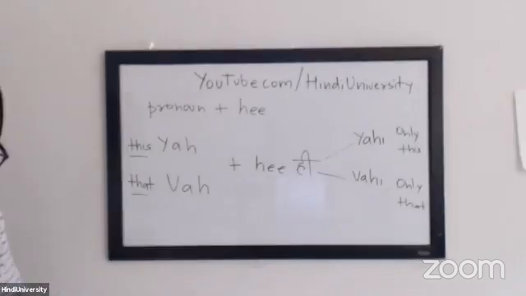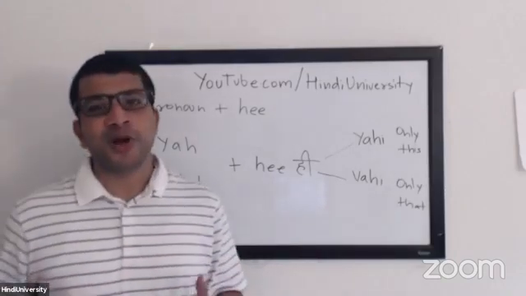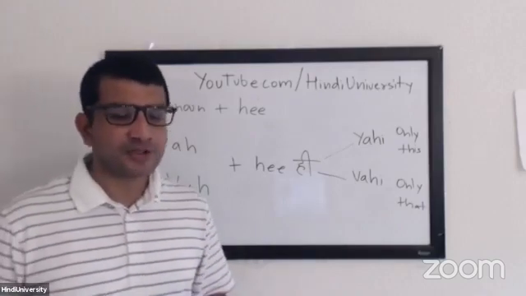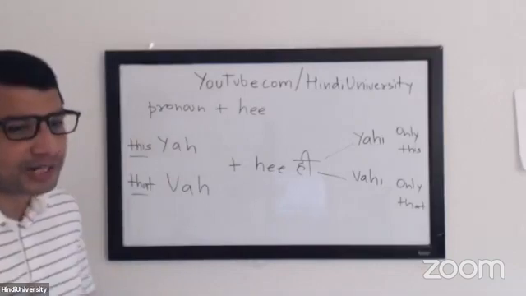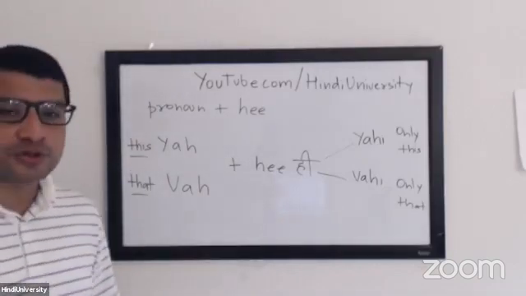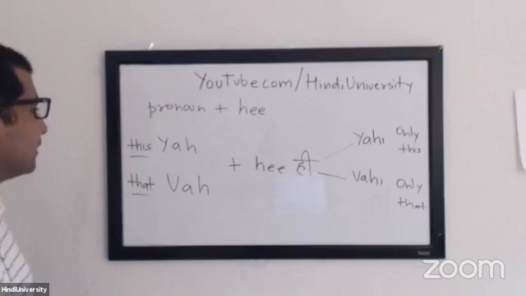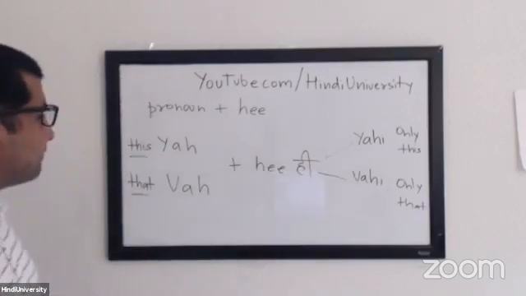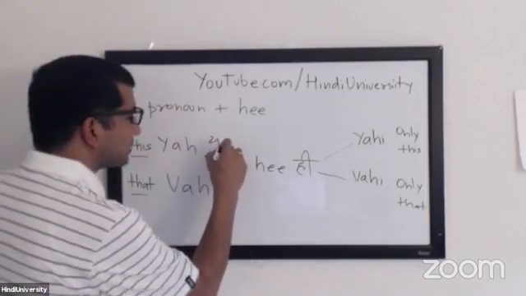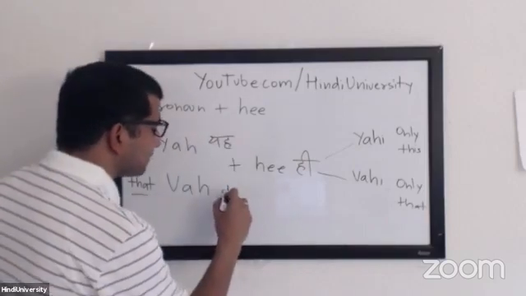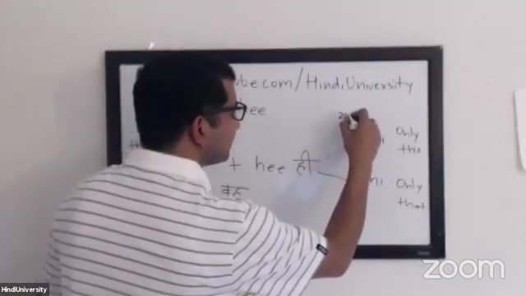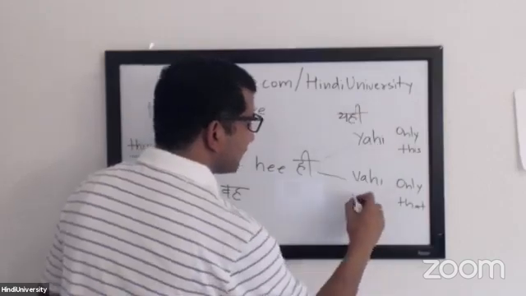Let's try to use it in a sentence, so that it makes more sense. While I'm doing it, I want you to think about the different kinds of sentences you can make, and feel free to write them in the Zoom chat, so you can practice and other students can see your attempt and learn from that. So yah plus he is yahi, and vah plus he is vahi. I know some of you requested Devanagari, so this is yah and this is vah. You put he here, so it becomes yahi, and this one is vahi.